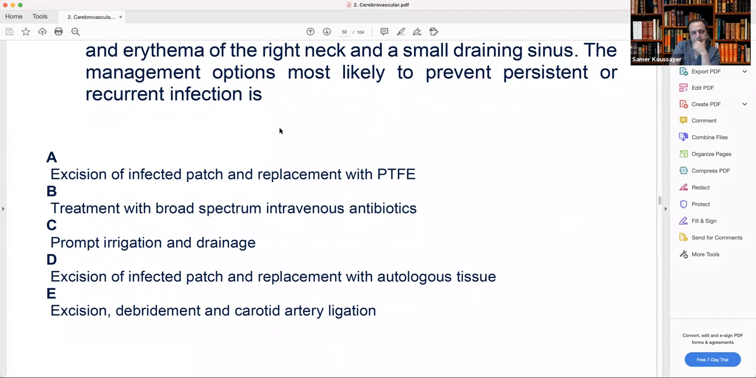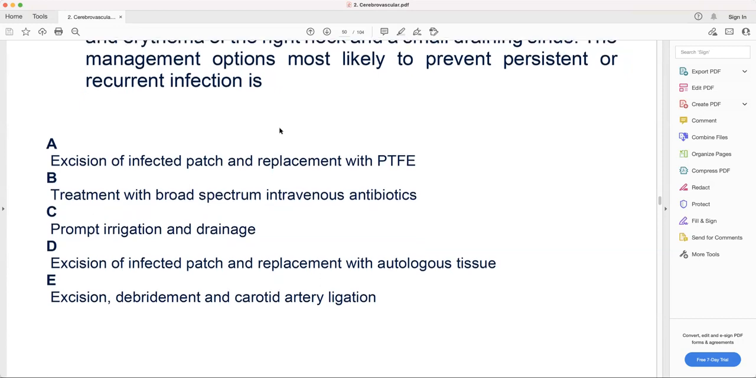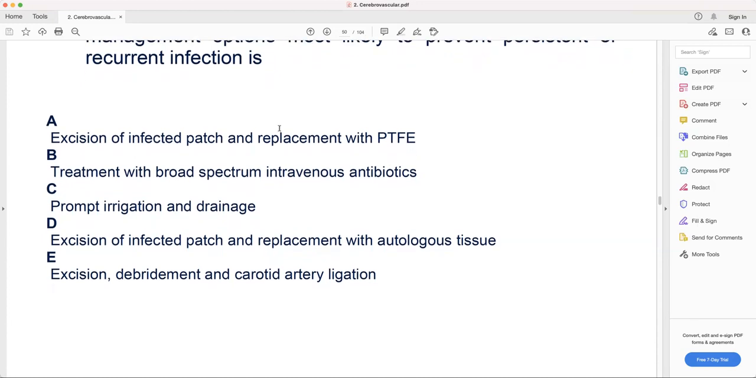Okay, next one. Prompt irrigation and drainage. Yeah, we have to remove the source, so drainage alone is not enough. Excision of infected patch and replacement with autologous tissue, yes. Excision, debridement, and carotid artery ligation.